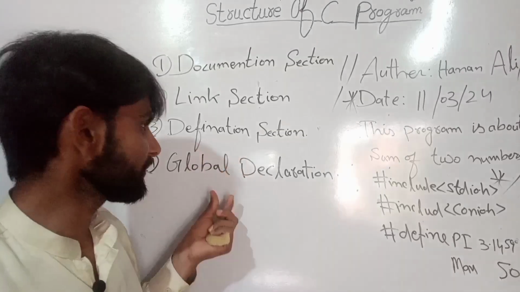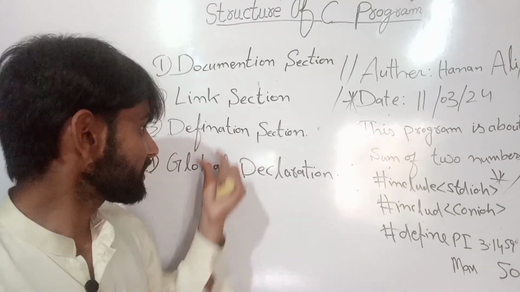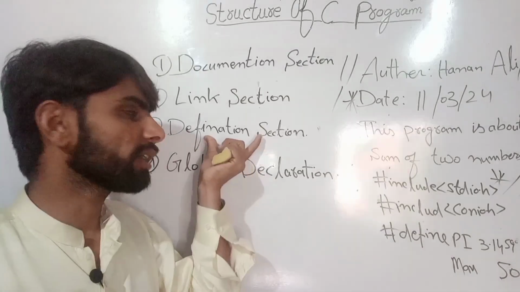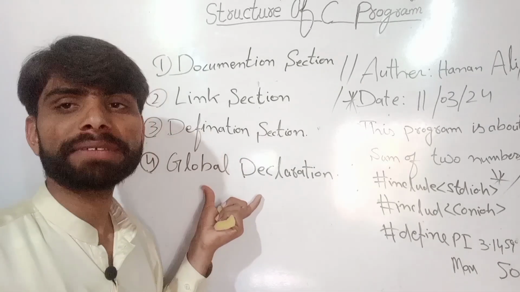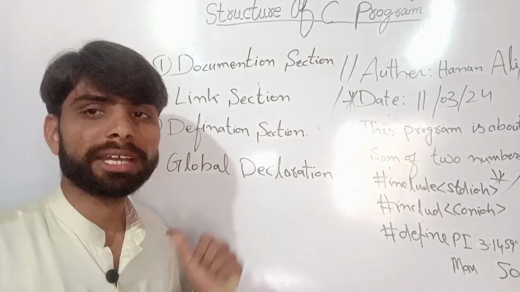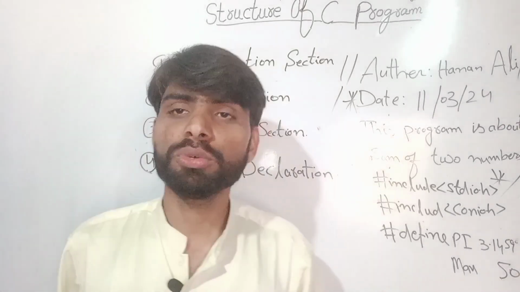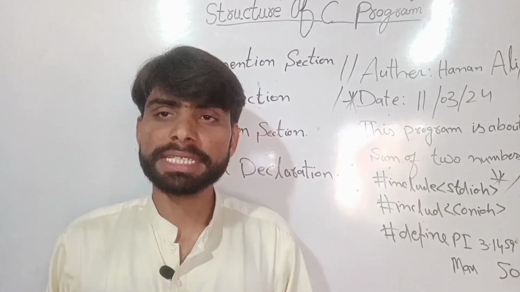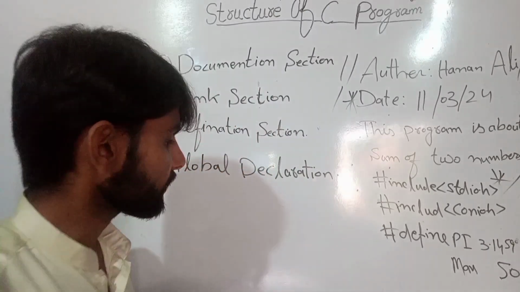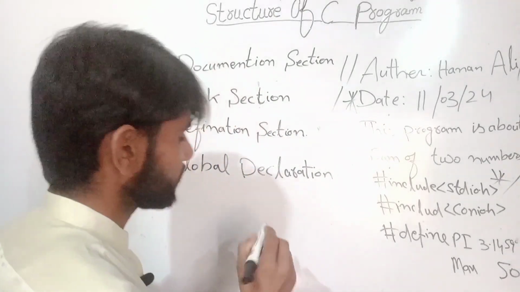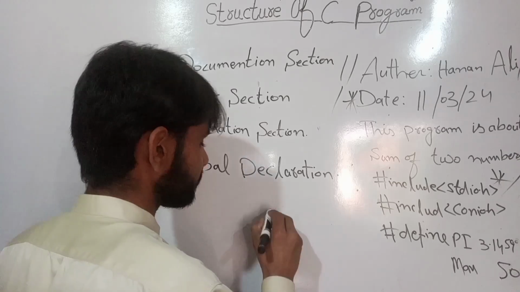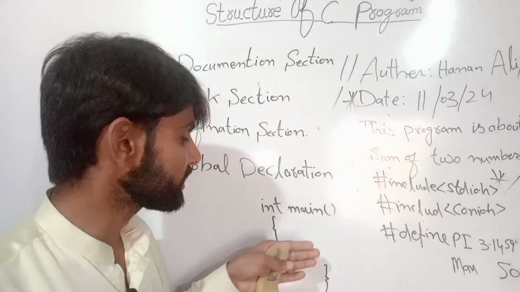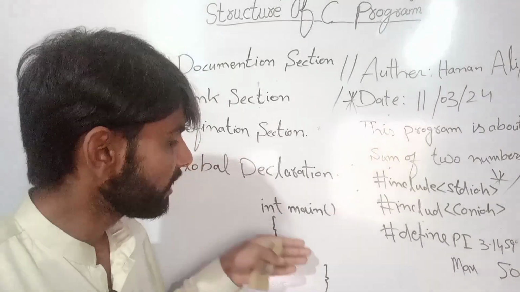You may be confused about the difference between them. Here in the definition section we write the constant value we want to keep, and here in the global declaration we declare variables and their data types. So a global variable can be used in our main function and user defined functions. To understand it, for example, I make two functions. The first function is the main section, where the statements are written.